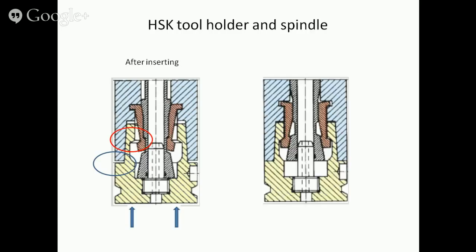When the drawbar mechanism moves up, a collet engages in the hollow shaft, expands and clamps the holder tightly to the spindle in both radial and axial direction. Please watch the YouTube videos which show both systems.